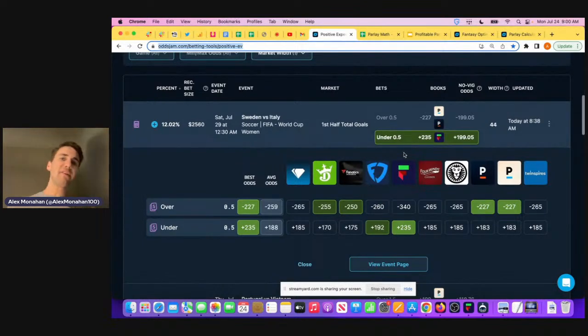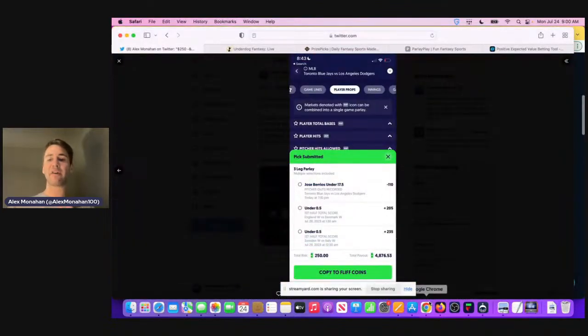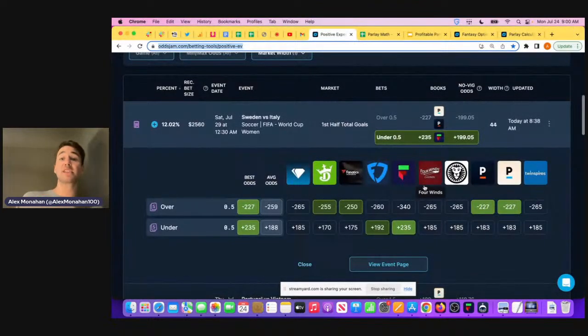It kind of is a risk tolerance thing, right? Like this Sweden versus Italy bet, which we'll get to in a second, is really good. So I could include this as a straight bet. I could just bet this as a straight bet, putting $100 to win $235 in profit. You can see Fliff has this under at plus 235 odds. So I could just play this as a straight bet.